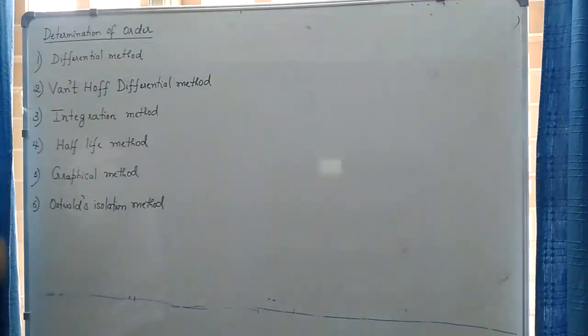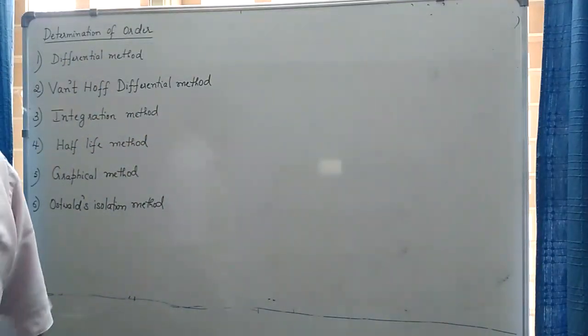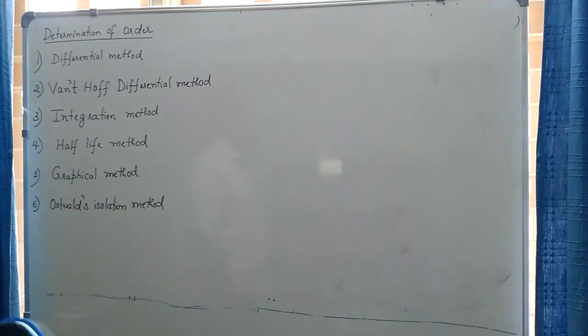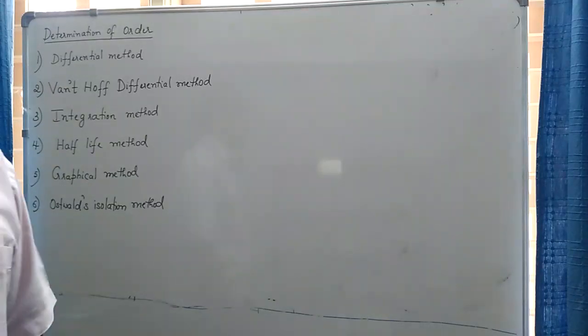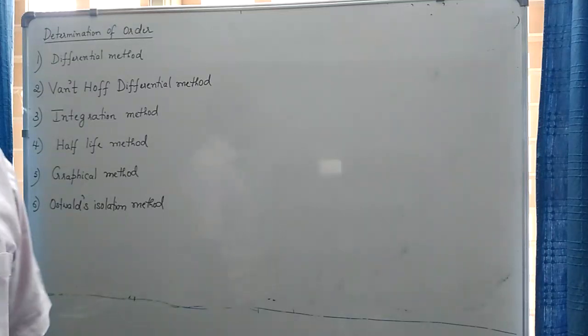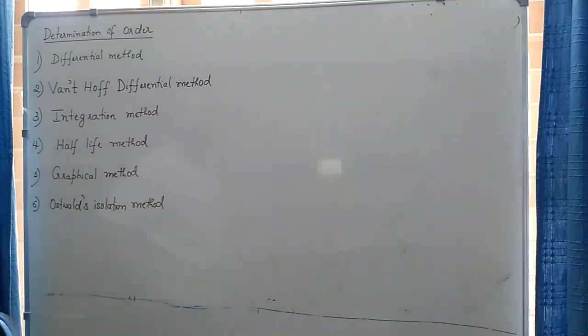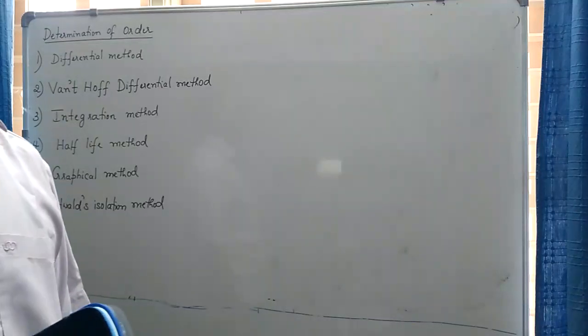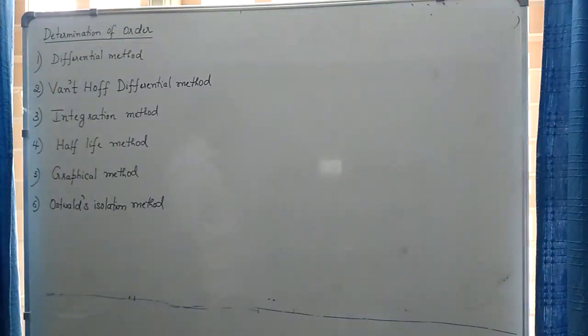The differential method, as the name suggests, uses the differential form of rate equation. You know, a rate equation of a chemical reaction can either be expressed in the form of a differential equation or it may be expressed in the integrated form. So this differential method uses the differential form of the rate equation, and it is a graphical approach. Okay, the method that we use there is a graphical approach.